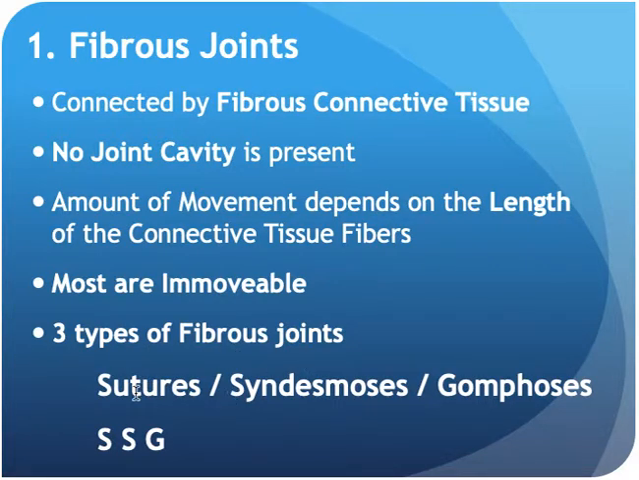Three types of fibrous joints: sutures, syndesmoses, and gomphoses. I used to put the first letter of each together, so fibrous joints, SSG, and I could remember suture, syndesmoses, gomphoses. Go back and make sure you know the classifications, and then as I break them down into types, make sure I can list all the different types of fibrous joints, and then we'll move on to the next ones.